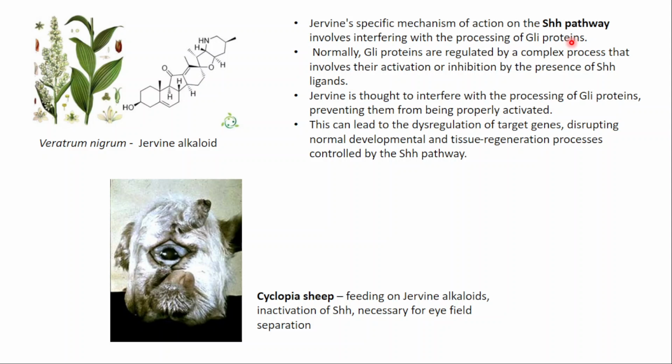So what does gervine alkaloid do? It inhibits the processing of Gli proteins. Normally Gli proteins are regulated by a complex process that involves their activation or inhibition by the presence of SHH ligands. I'm not going into the detail of the SHH pathway, but gervine alkaloid is an inhibitor of the SHH pathway.